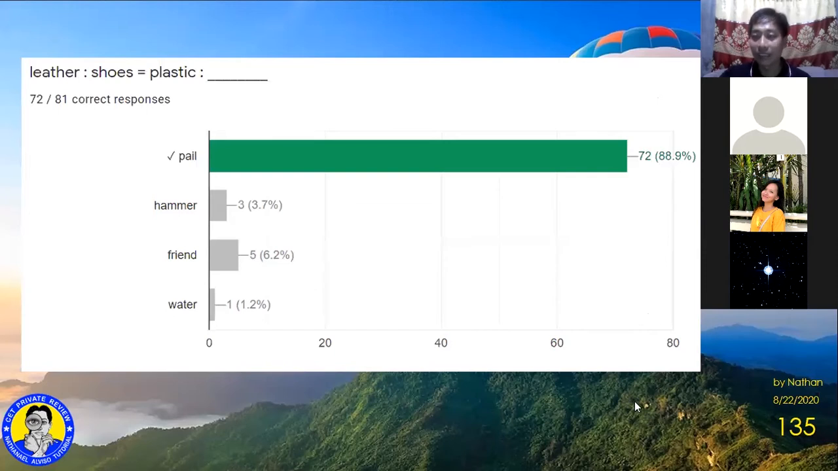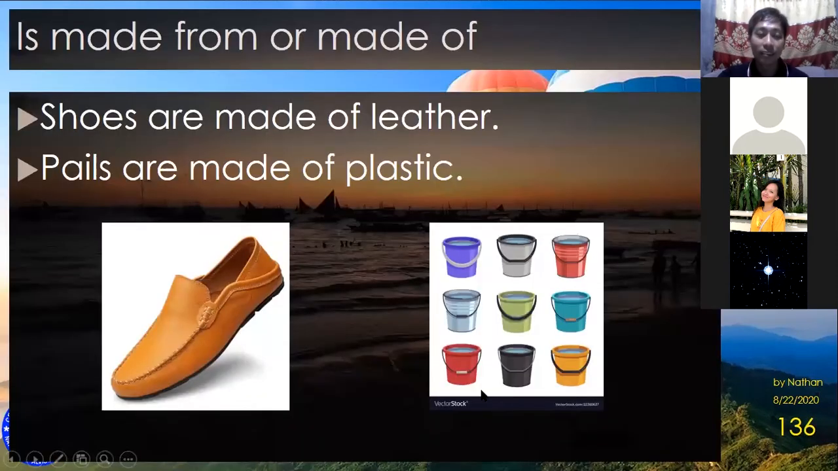But anyway, 72 answered correctly. So the analogy here is, again, what is a thing made of? Shoes are made of leather. In the same way, pails are made of plastic.